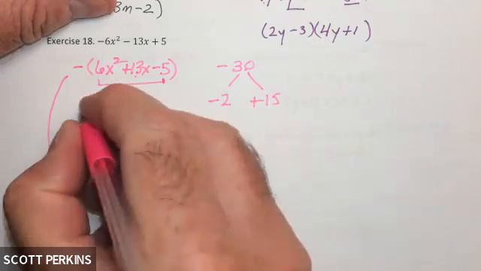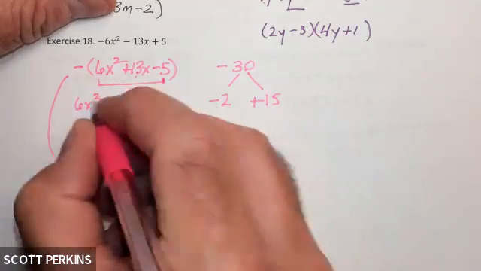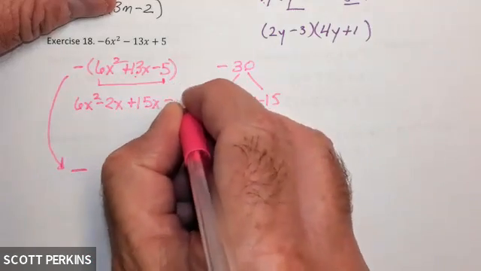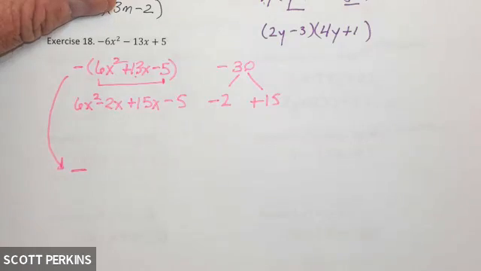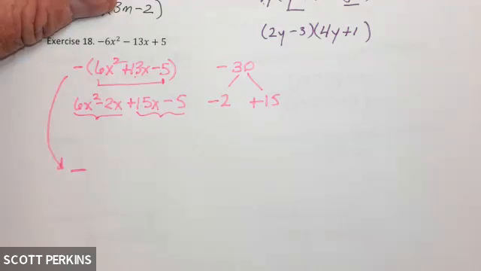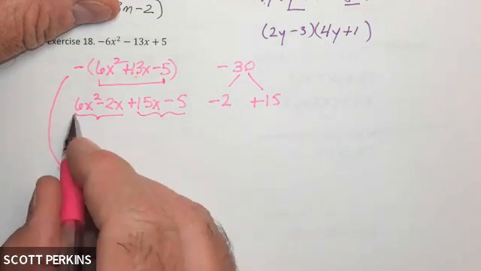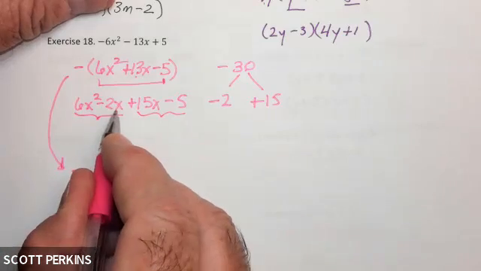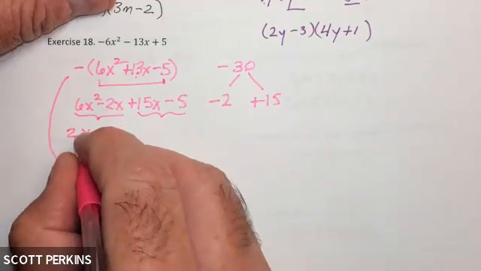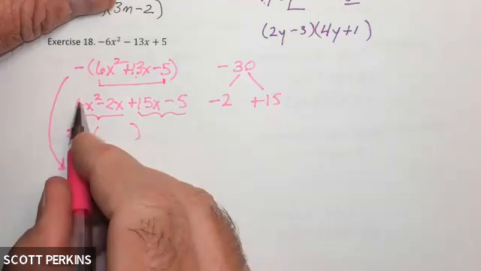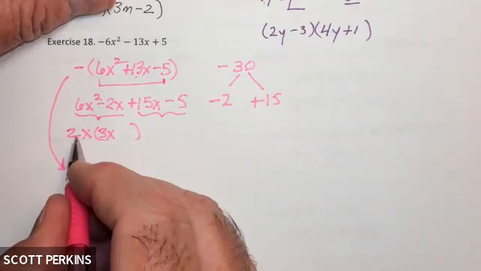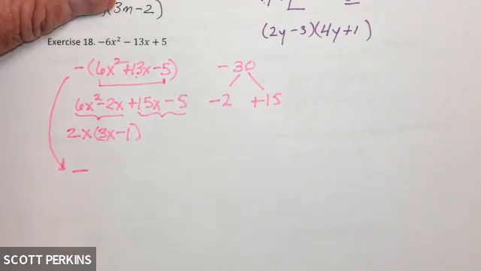I'm going to insert those. So I've got 6x squared minus 2x plus 15x minus 5. I will now group that. I'm going to group the first two and the last two. Out of the first two terms, between the 6x squared and the 2x, 6 and 2 share a 2, and they both have an x to give. 6 divided by 2 leaves me 3x. Negative 2x divided by 2x is negative 1.